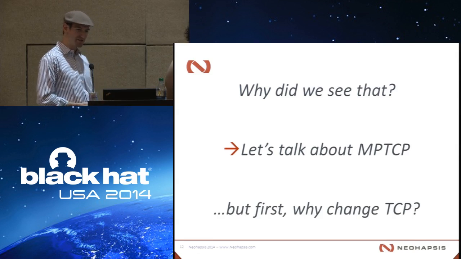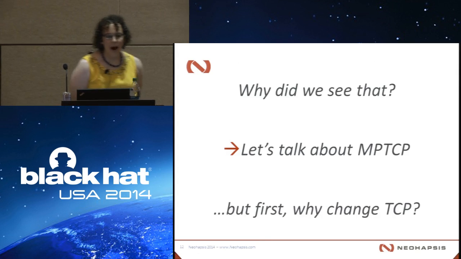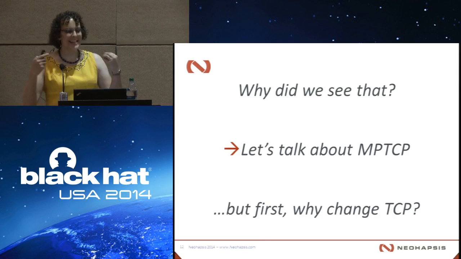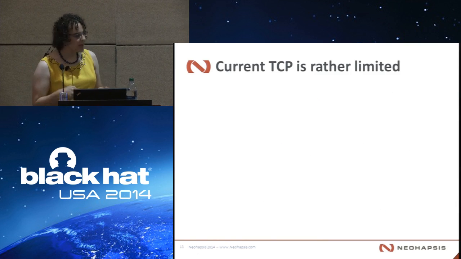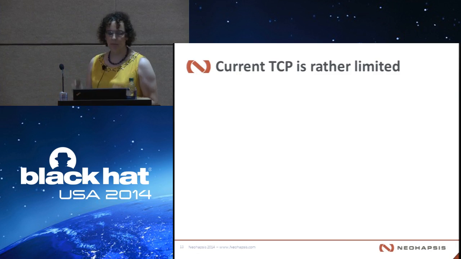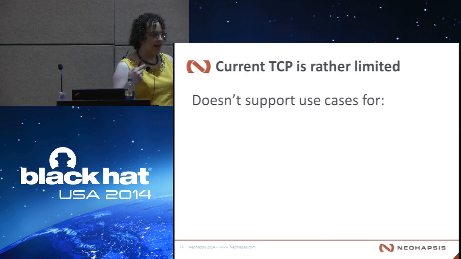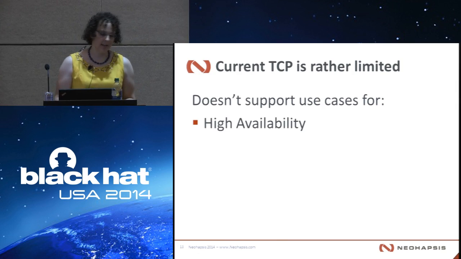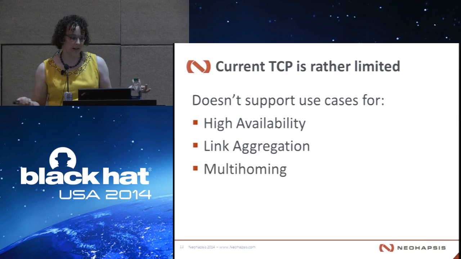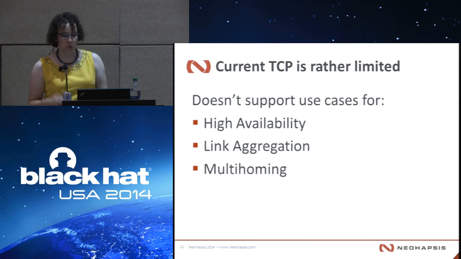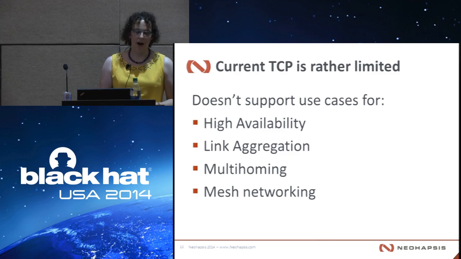Let's talk about MPTCP. But first, why do we need to change TCP? So what has driven this initiative? Why are we expanding it? Well, there are some limitations which are becoming more and more common, more and more prevalent in some of the things we see. TCP native doesn't support use cases for high availability because it's one-to-one. Doesn't do link aggregation, again, one-to-one. You can't multi-home, you've got to drop and start a whole new connection. If you want to do mesh networking, well, I'm not going to get started on that.